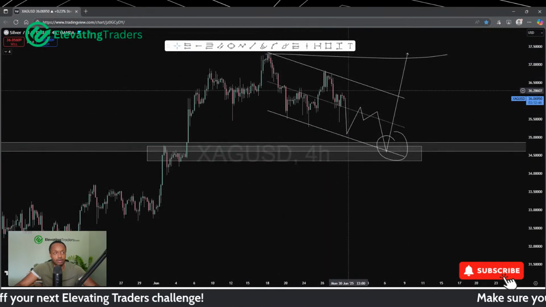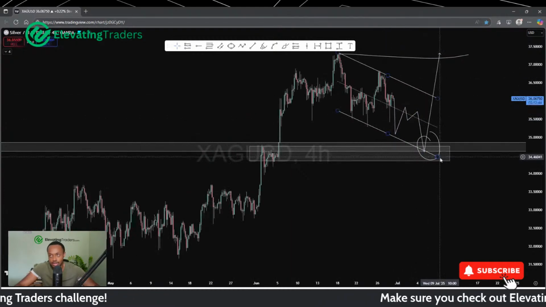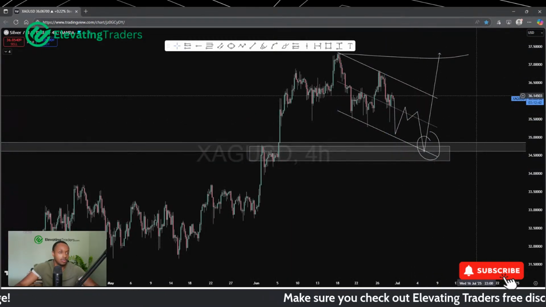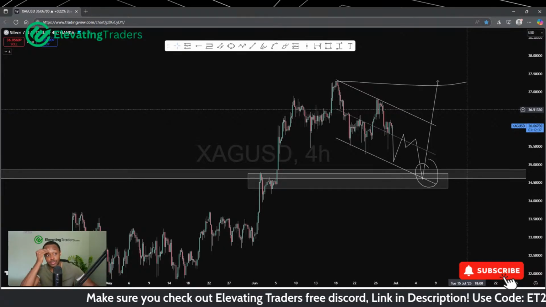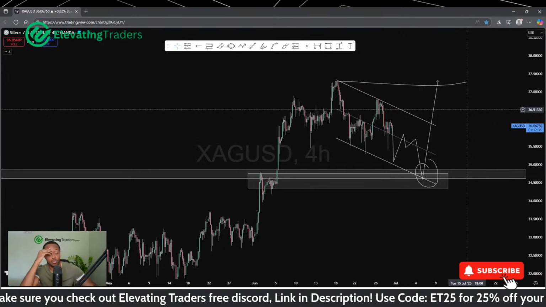We've been so far nice and corrective on the way down. Let's hope that does continue. Retest that zone and hopefully find some buys off the back of that. Silver's definitely something I've been looking at for the past few weeks, just staying patient, waiting for an opportunity.